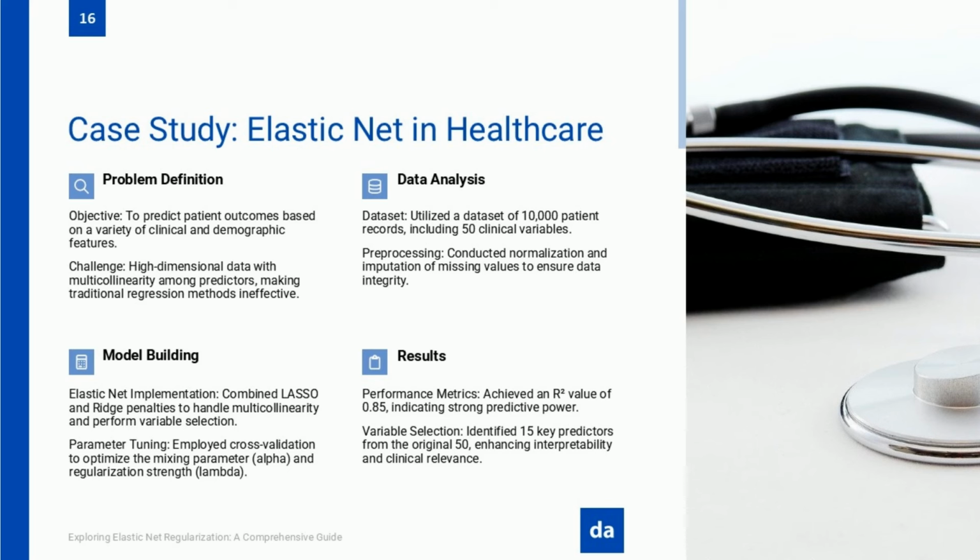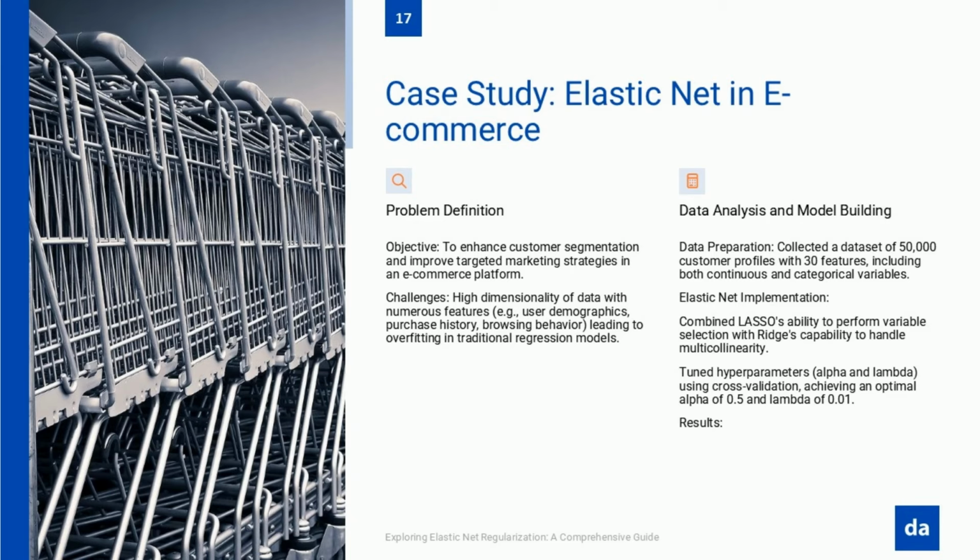And healthcare isn't the only industry seeing game-changing results. Next, we explore how Elastic Net is shaping the future of e-commerce, optimizing everything from pricing strategies to customer recommendations. E-commerce is all about understanding customers, what they want, when they want it, and how much they're willing to pay. Every search, every click, every abandoned cart tells a story. But with thousands of products, millions of users, and constantly shifting trends, making sense of all this data is a massive challenge. That's where Elastic Net is giving online retailers a serious advantage.